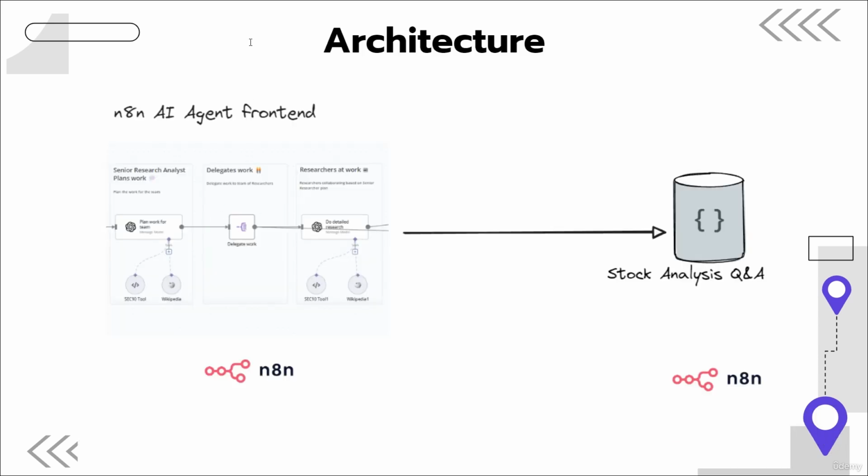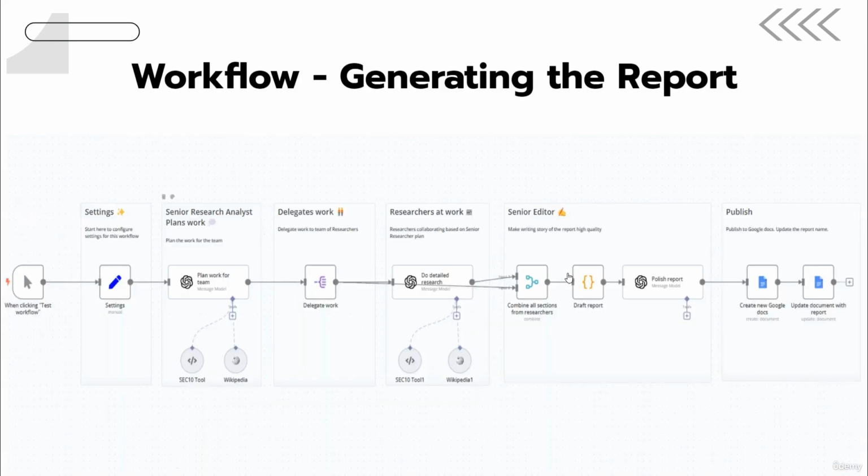Now, let's look at the architecture diagram and how this application is put together. This application has two parts, a front end and a back end. The front end is the team of agents that automatically figures out the questions to ask, and the back end is the part of the application that has the ability to answer those questions with the SEC 10K data. So let's go ahead and dive into the front end flow.